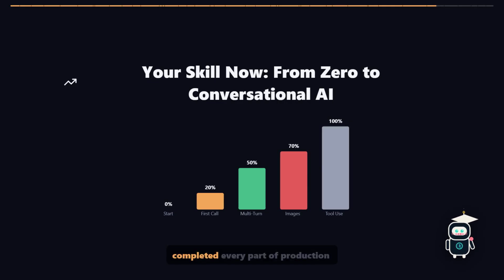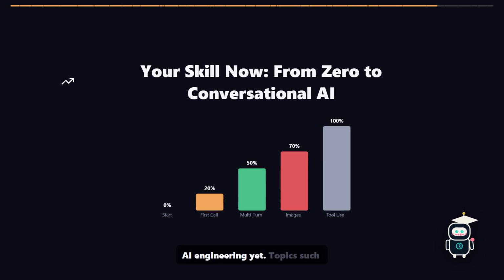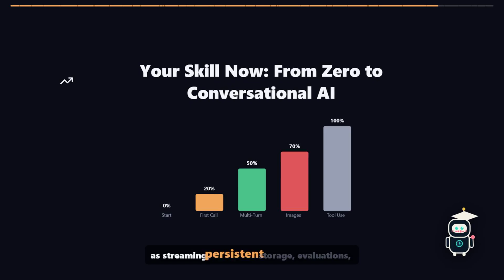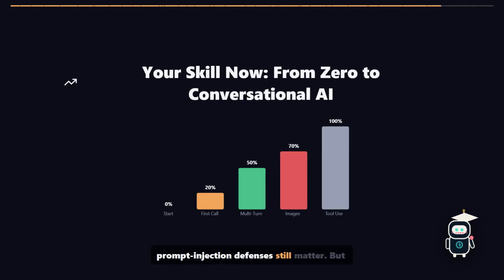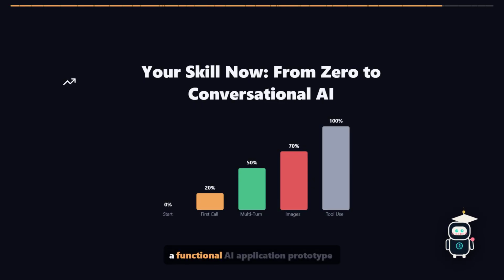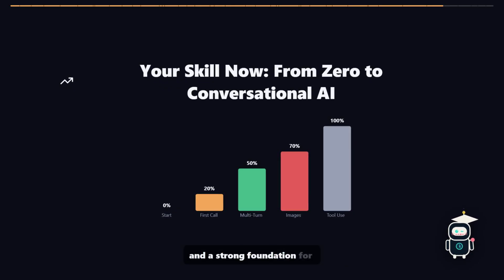You have not completed every part of production AI engineering yet. Topics such as streaming, persistent storage, evaluations, guardrails, observability, authentication, deployment, and prompt injection defenses still matter. But you now have something important: a functional AI application prototype and a strong foundation for building more advanced systems.